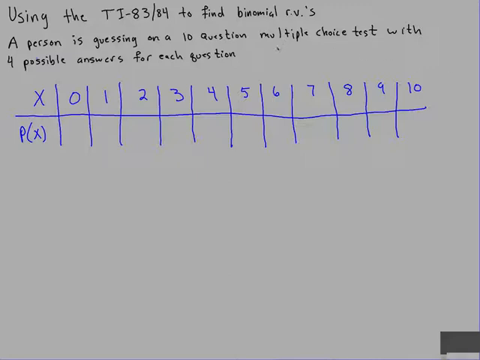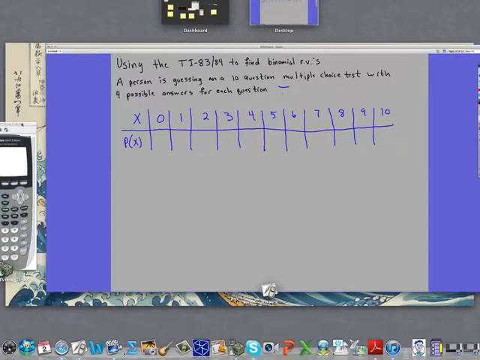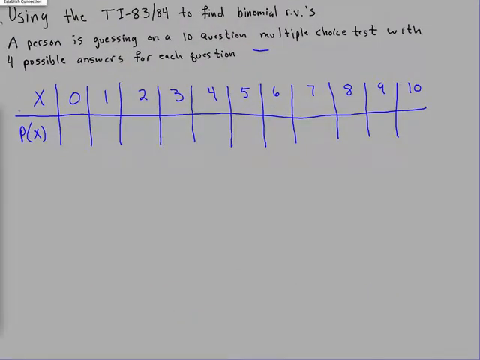A person is guessing on a 10-question multiple choice test with 4 possible answers for each question. So when they go to that first question, is it going to be a pass or a fail? It's either going to be get it right or get it wrong. So this is going to be a success or a failure. Now, what's the probability of getting one right? What's the probability of success? It would be 0.25 because there's 4 possible answers.